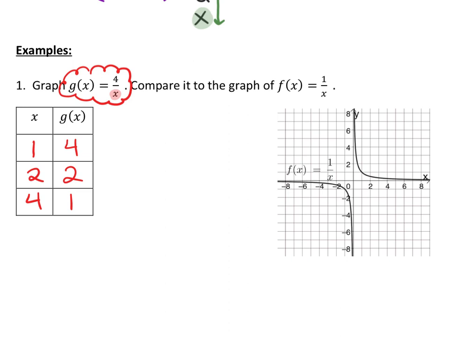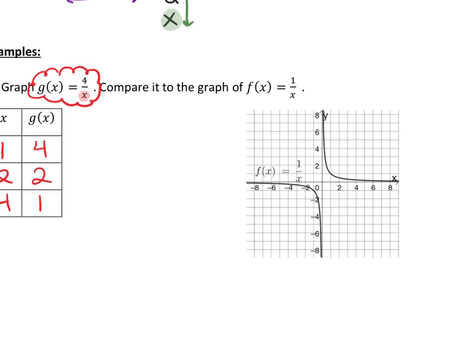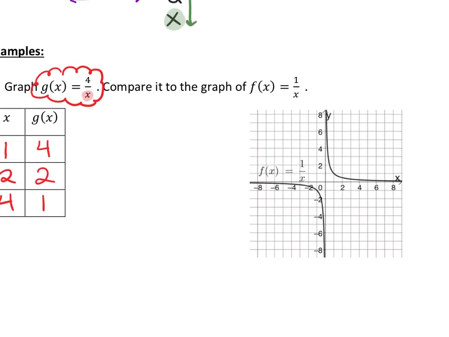This gives me a whole bunch of points that I can plot on my graph. We have these coordinate points. We have the coordinate point over 1 up 4. We have the coordinate point over 2 up 2. And we have the coordinate point over 4 up 1. Now, I know I've only given some points for this upper bowl. We'll get to the lower bowl in a second.